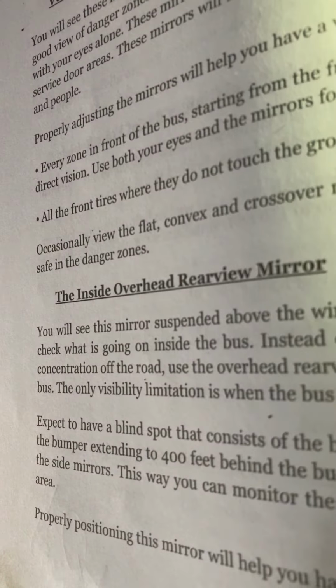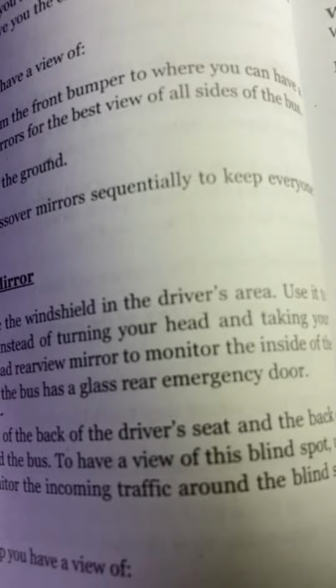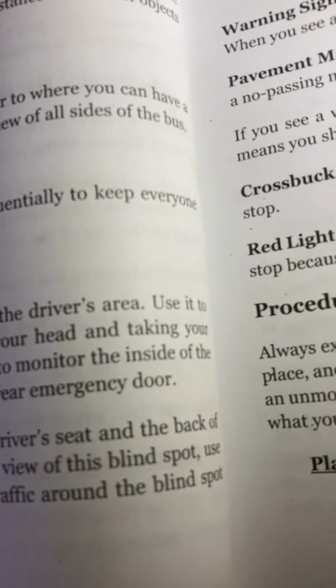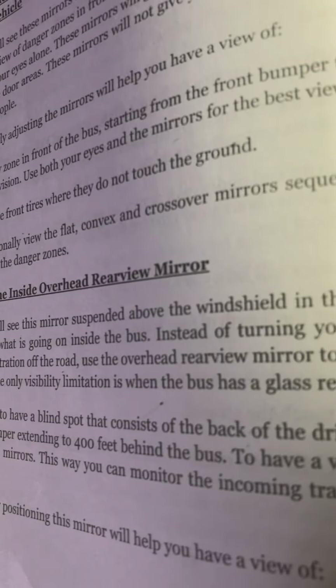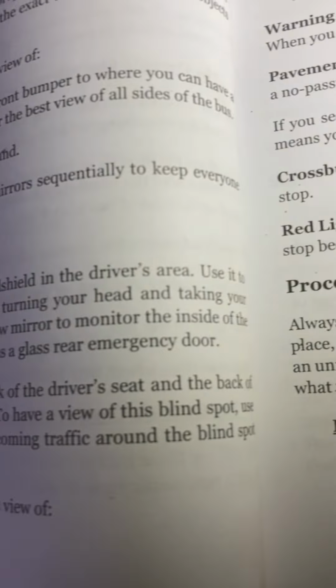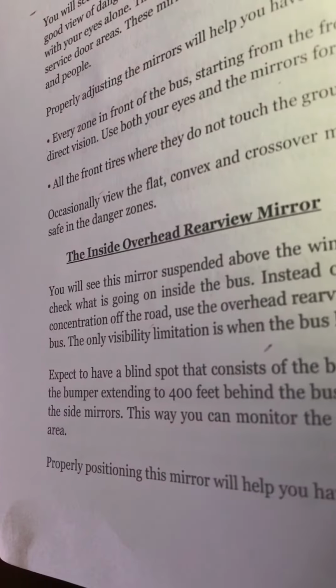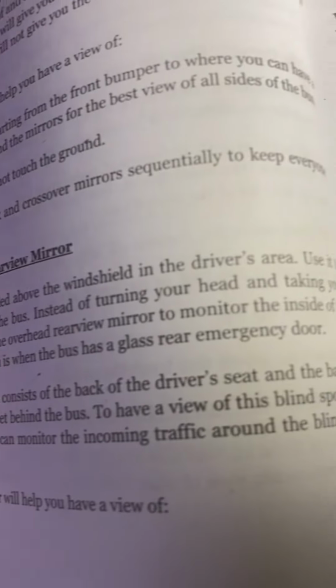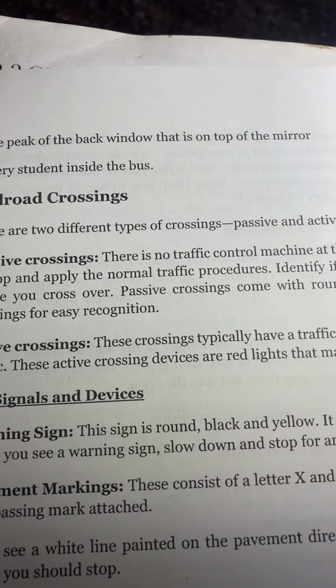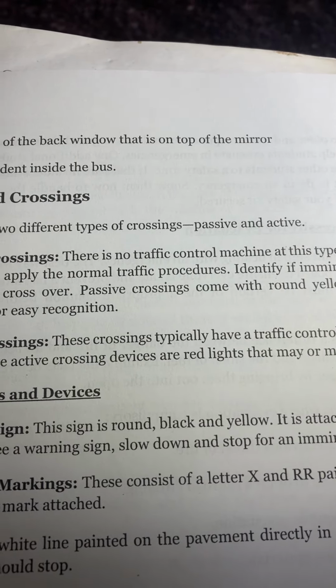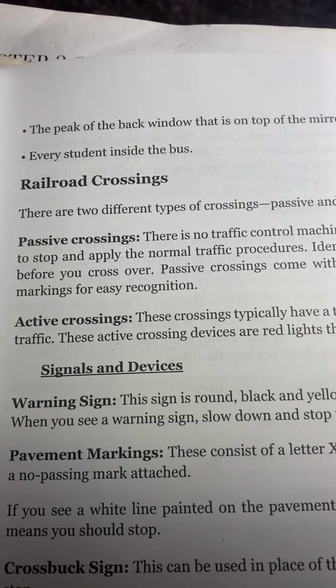Expect to have a blind spot that consists of the back of the driver's seat and the back of the bumper, extending to 400 feet behind the bus. To have a view of this blind spot, use the side mirrors. This way you can monitor the incoming traffic around the blind spot area. Properly positioning this mirror will help you have a view of page 63. The peak of the back window that is on top of the mirror. Every student inside the bus.